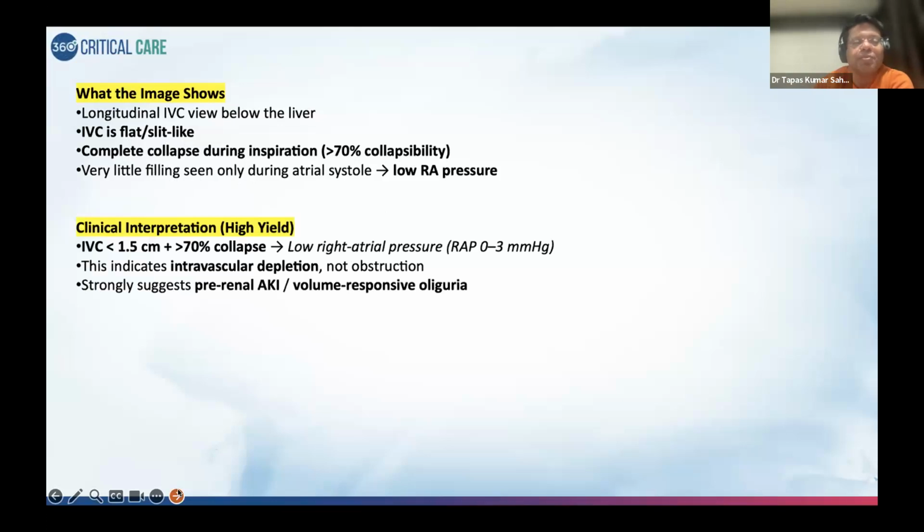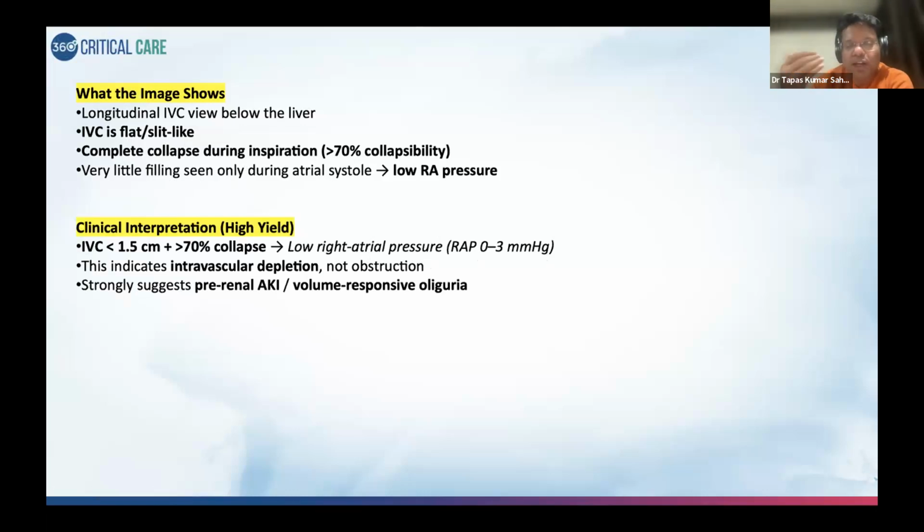Now what is the clinical interpretation? IVC less than 1.5 centimeter plus more than 70% collapse, as in this POCUS finding, means low right atrial pressure. RAP is 0 to 3 millimeter mercury, and this indicates intravascular depletion, not obstruction.